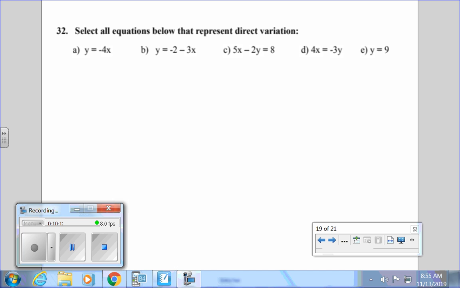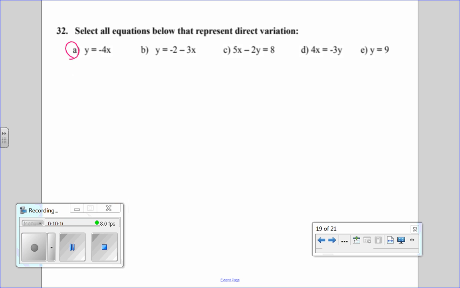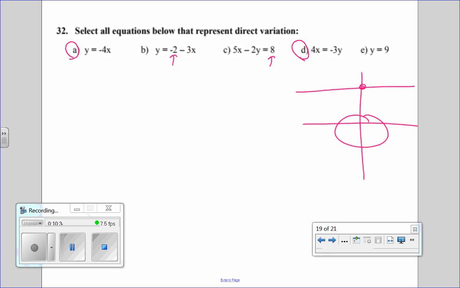What do you think? A is definitely 1. What about B? No, that -2 ruined it. What about C? No, the 8 ruined it. What about D? Yeah. And what about E? Alright, well let me graph it to see. If I graph y equals 9, it would look like this. It's not passing through 0, 0. Direct variation has to pass through 0, 0. So I'm going to go with a no on that. Now if it had been y equals 0, I'd say maybe we have a case, because we're going through 0, 0.